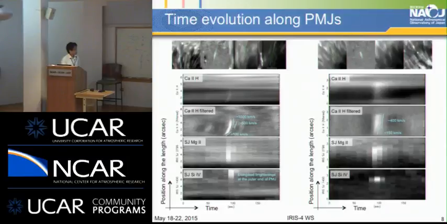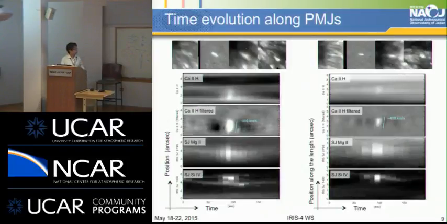And in the SJI, because the cadence of the SJI is 10 seconds, we cannot resolve the temporal evolution. But again, we can confirm that the silicon 4 brightening is associated with the end of the calcium penumbral microjet. In this case also, we can see some acceleration. Near the foot point, the velocity is almost 100 km per second. Then it accelerated faster than 400 km per second along the jet.